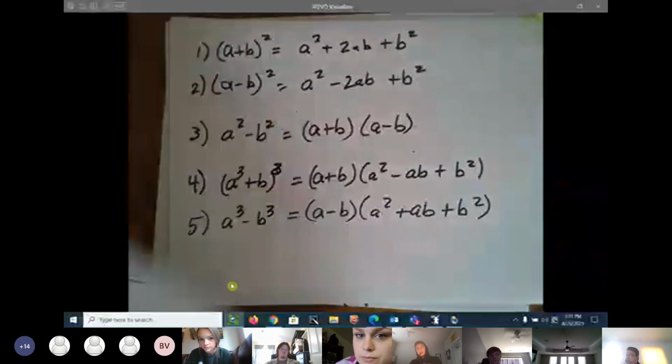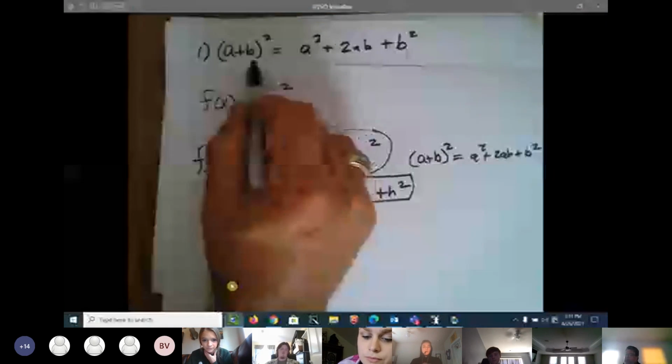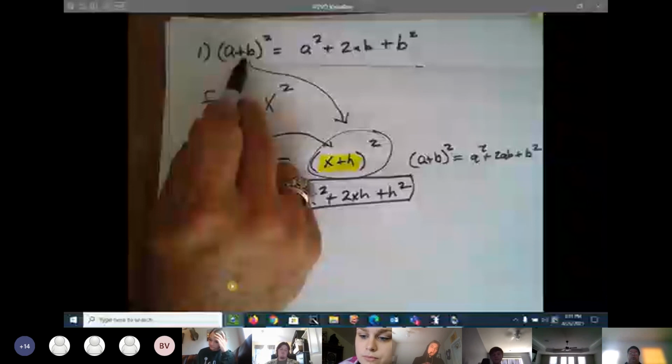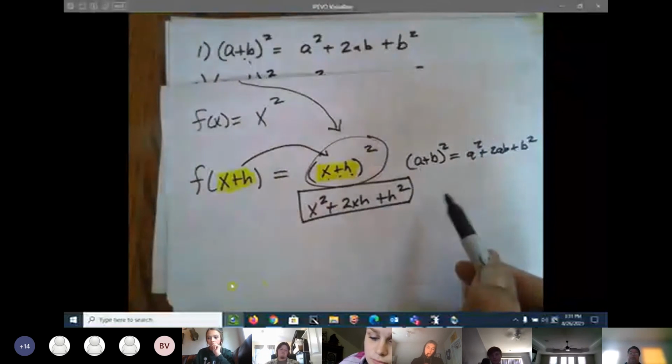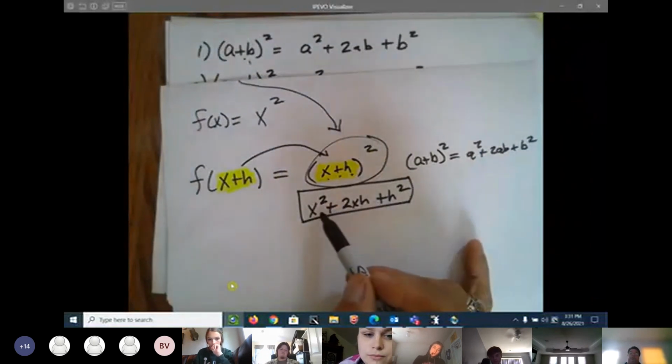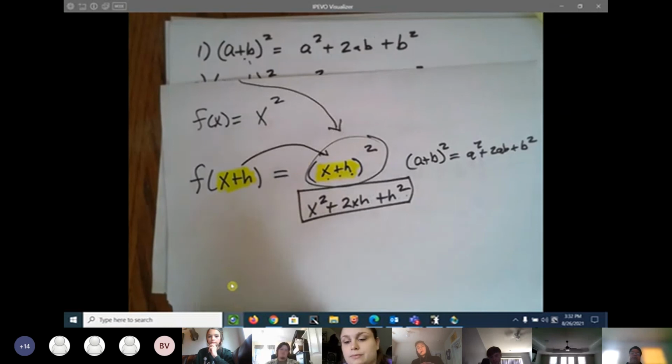And this one is shortcut number 1. A plus B, quantity squared. Plug it in there. And you get x squared plus 2xh plus h squared.